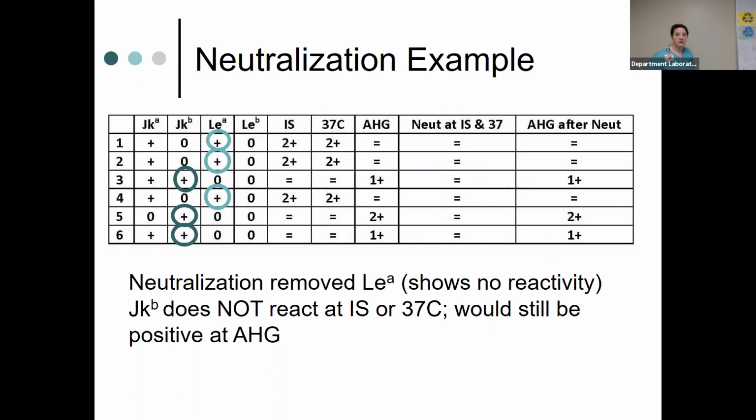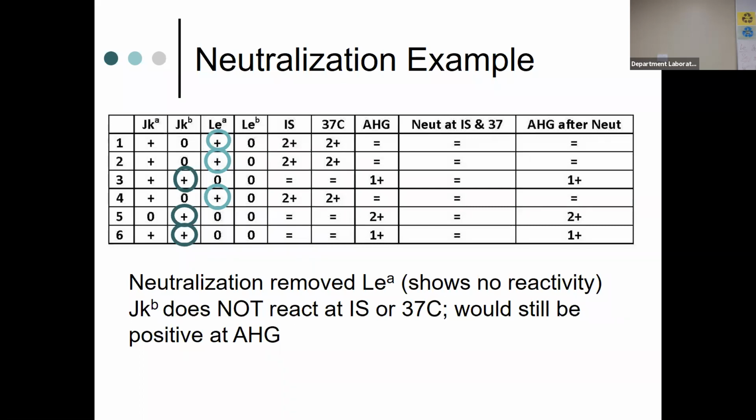So here's an example. All right, so just concentrate on, don't look at the neutralization yet, all right? Just look at your initial spin, your 37, and your AHG. Notice that your reactions are all across the board on that. You have some at initial spin, you have some at 37, you have some at AHG. Notice that the ones at initial spin and 37 go away at AHG, notice some are only reacting at AHG. So you definitely have potentially only two different antibodies reacting here, all right? And then if you take a look, Lewis A, which is known to react at initial spin and 37, is on panel cell 1, 2, and 4. And then we have another antibody that's reacting at AHG only. And so we could home in that he's possibly JKB, right?